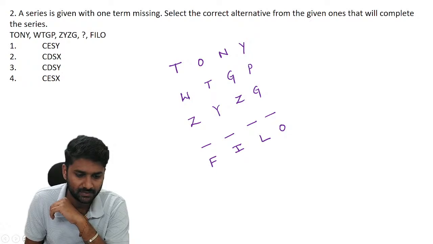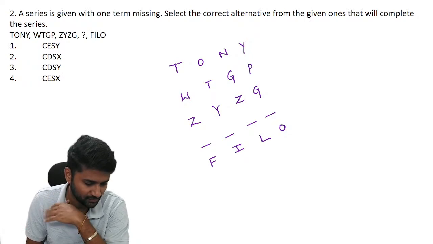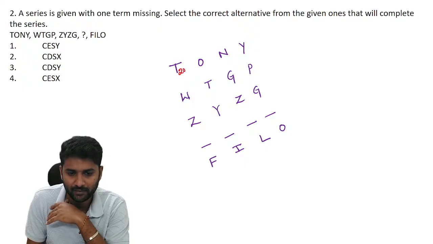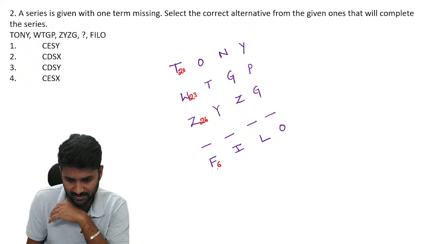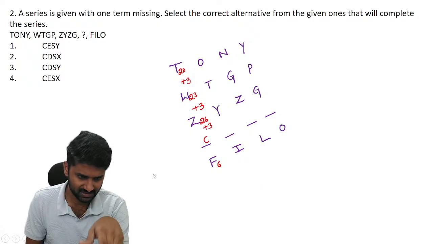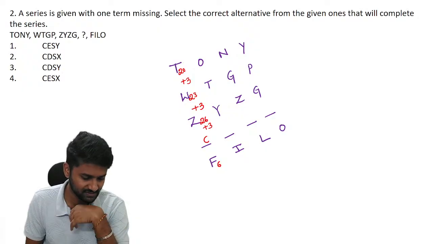I told you many times, you must be good at alphabetical positions if you want to solve these kinds of questions. So T's alphabetical position is 20. W, you can see, and Z is 26. Now F is 6. You can check it is an addition of 3 units each time. So definitely the third element is C. Now you can see that all four options start with C.